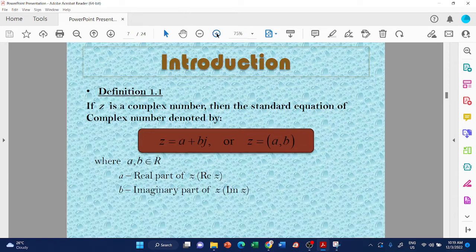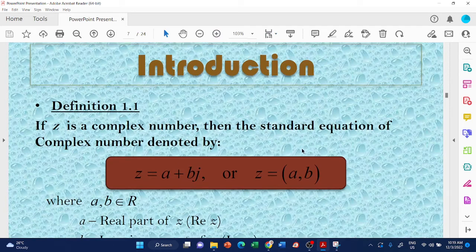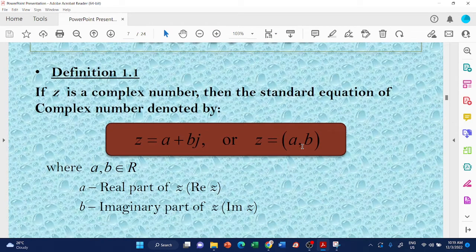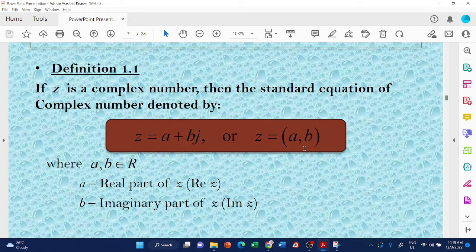Okay, so kita nak tengok some definitions regarding complex number. Definitions very simple lah because sama je dengan notation yang Madam dah explain tadi. Okay, so here definition 1.1. If Z is a complex number, then the standard expression of complex number is denoted by the following expression. So here slide ni dia guna J instead of I tapi sama je lah.